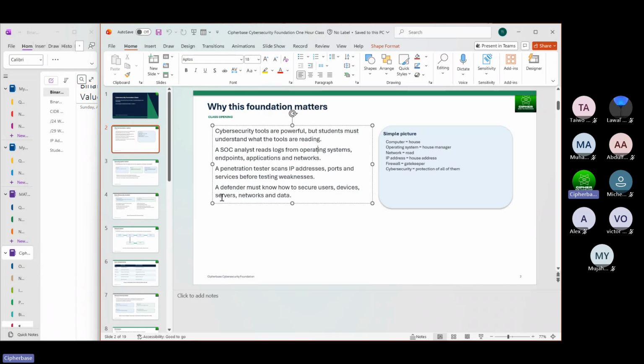So as you can see now, whether you are a SOC security operations analyst, or a pen tester, ethical hacker, or in network security, no matter where you want to go, no matter what you want to do, we all need this foundational class that we want to discuss right now.